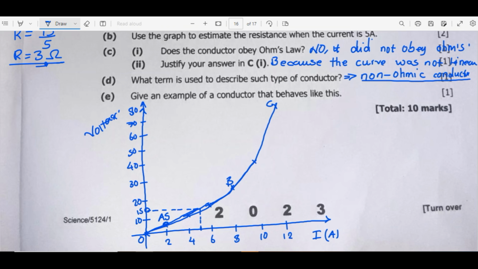Give an example of a conductor that behaves like this. So we said tungsten in ordinary bulbs. Then for those that obey Ohm's law, they are known as ohmic. So if we remove the prefix non, we have the one that obeys. If we add non, then we have the one that does not obey Ohm's law.